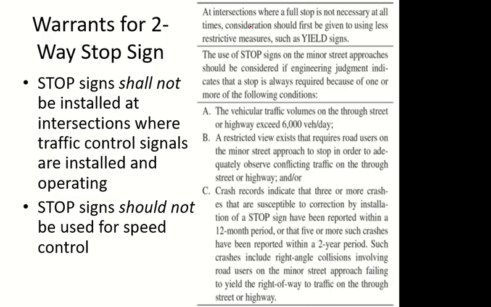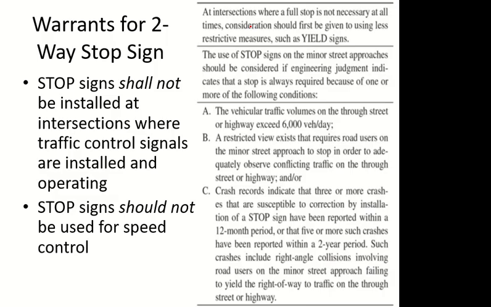The second condition is the sight distance. If the sight distance for the side street in both directions is less than the required, if the required sight distance is more than the available distance, then both directions of the minor street should have a stop sign. And the last one is related to crashes.